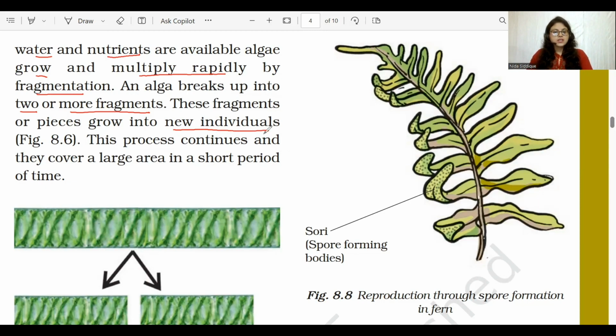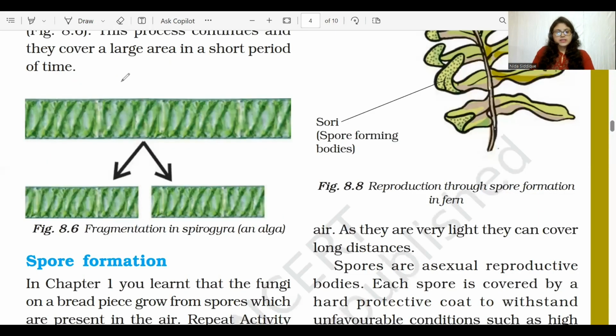Okay, so let us understand this with the help of a diagram. This is the parent algae. The body of the parent algae divided into two pieces. These are the two pieces, right? These pieces are also called fragments. That's why this process is called fragmentation. These two pieces develop into new individuals. So this is the process by which an algae, which is also called Spirogyra, reproduces asexually.